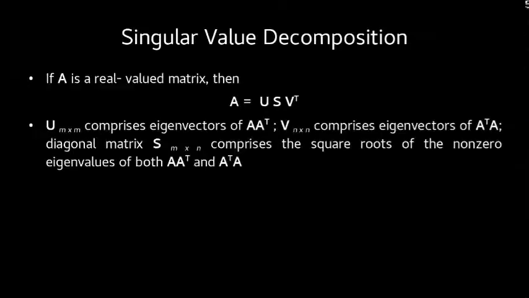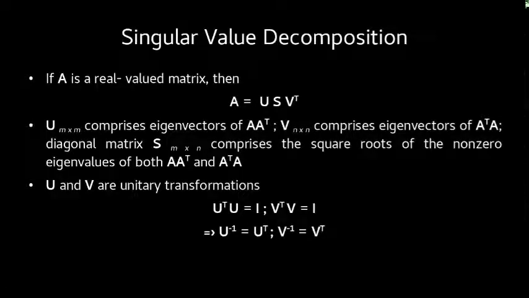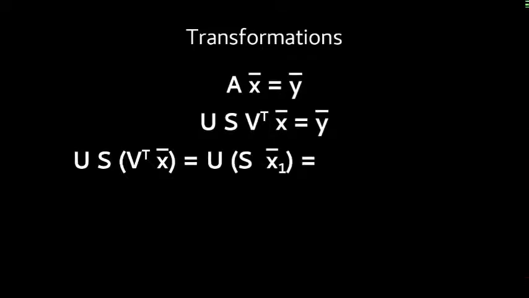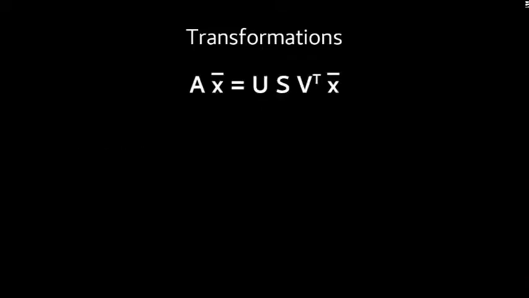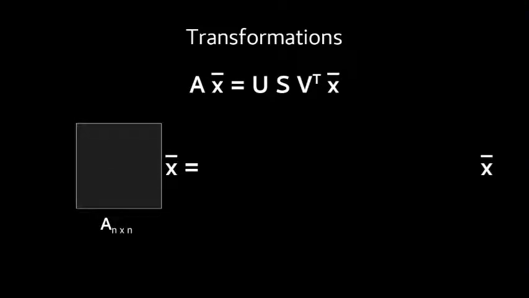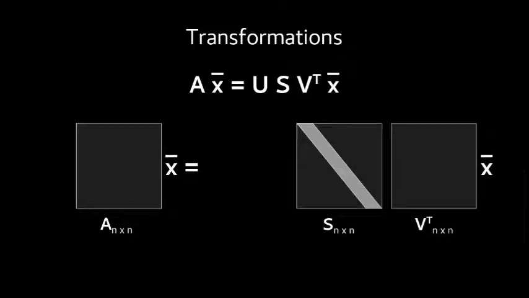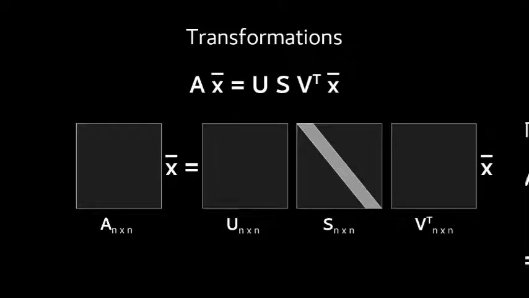If A is a real valued matrix, then the decomposition can be represented as A is equal to U S V transpose with the following conditions. The SVD of A can be viewed as the transformations U S V transpose applied sequentially. We first look at the matrix multiplication form of this transformation, and for our initial discussion we assume that m is equal to n and A is full rank.